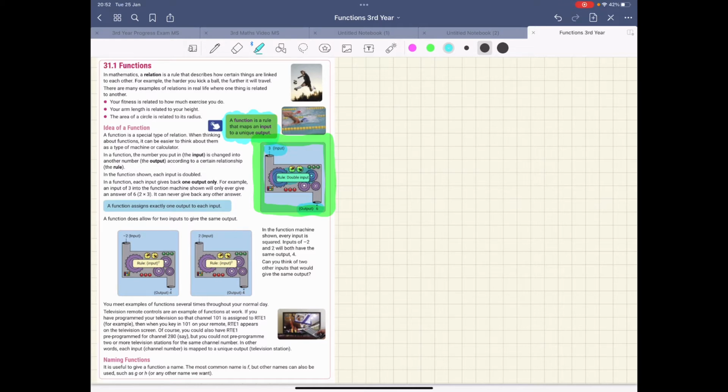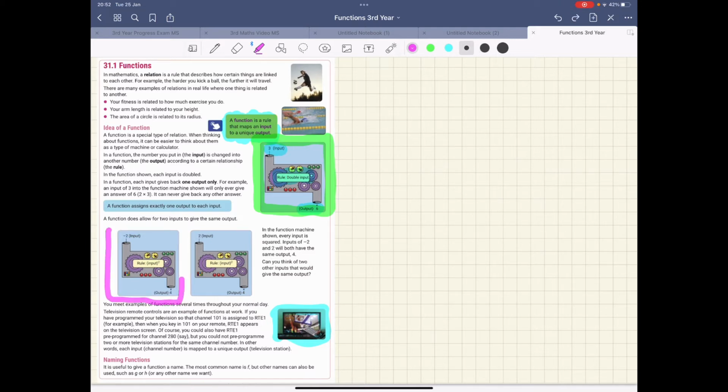Another way of thinking about it is the example of the remote control down here. On a remote control, if you press the number 1, it might give you RTE1. If you press the number 2, you get RTE2. Another thing about functions is that one input cannot give you 2 answers. That's not possible. But 2 inputs can give you the same answer. So look at this example here. I'll highlight it in purple. Actually, that's too big, let's make this a little smaller.